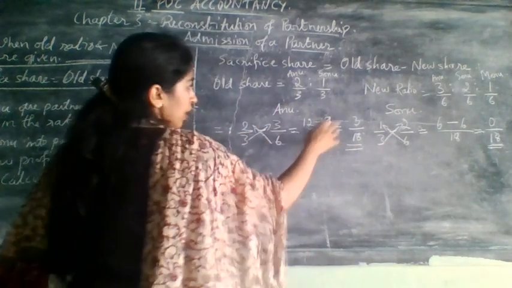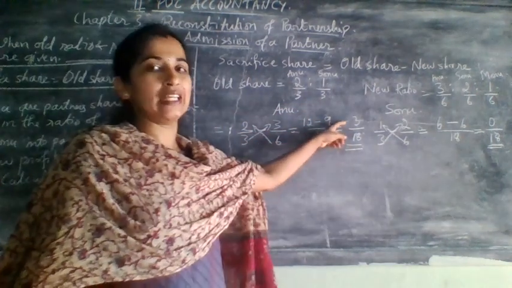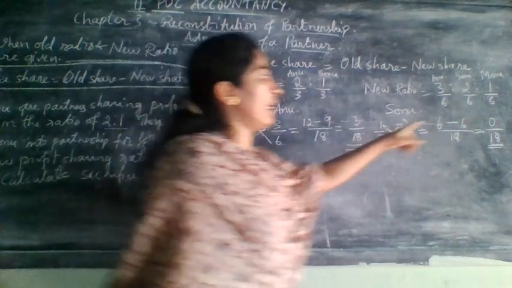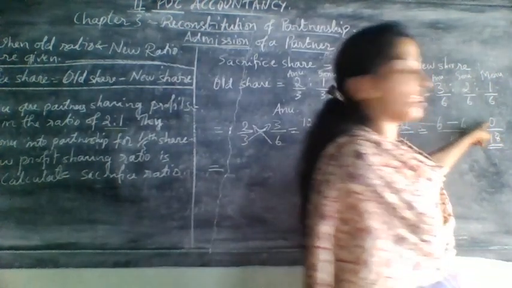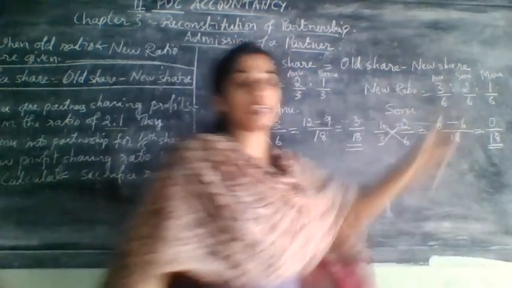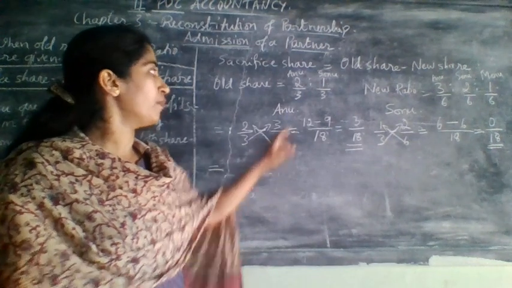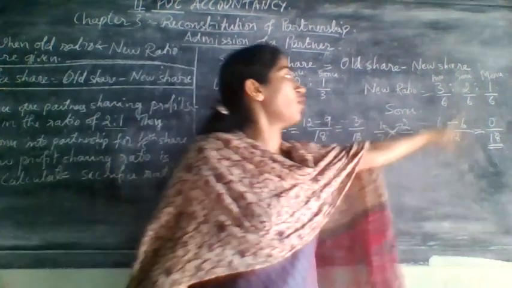Anu's ratio will be how much? 3 by 18, and here Sonu's is 0/18. That means the denominators are the same, so you can consider this as a ratio. But what happened in this problem is that for Sonu it came 0.